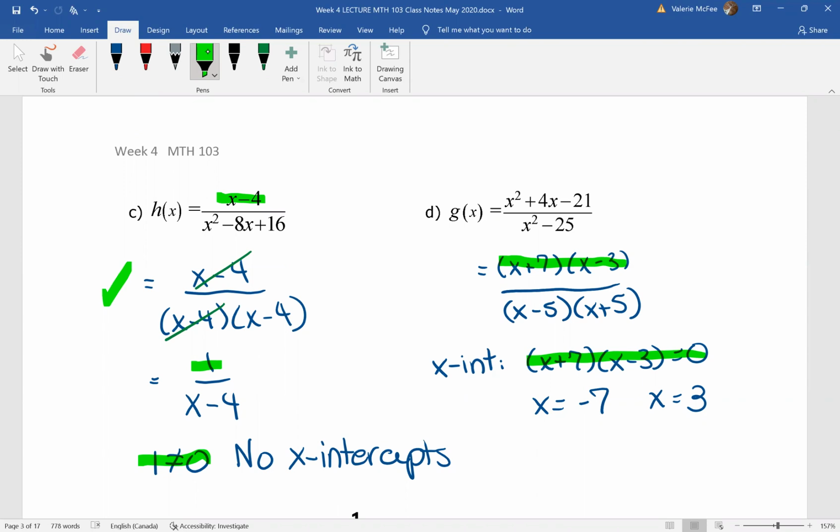So we've talked about using the denominator, which cannot equal 0, to help us find the domain. Now we've talked about using the numerator equal to 0 to find the x-intercepts. Make sure you're comfortable knowing which strategy to use depending on what is being asked for.